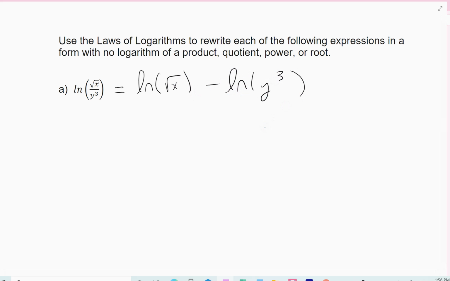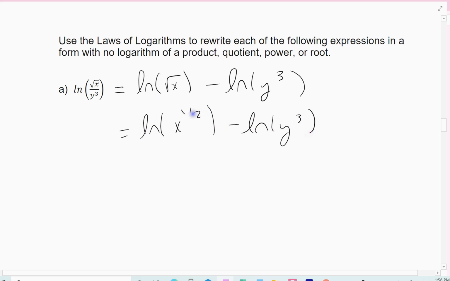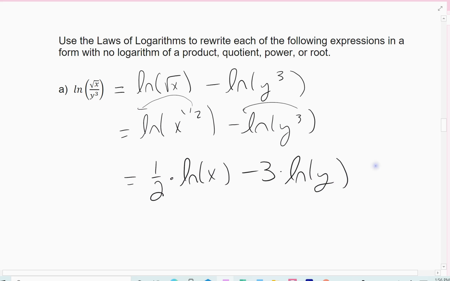My next step is to get rid of the powers. The square root I'm going to rewrite as the natural log of x to the 1/2. And now I'm going to use my power rule and pull my powers out front. So it's equal to 1/2 times the natural log of x minus 3 times the natural log of y. Now I've got it written as a simple log where there's no product, no quotient, no power, and no root inside. And it is equal to the original.